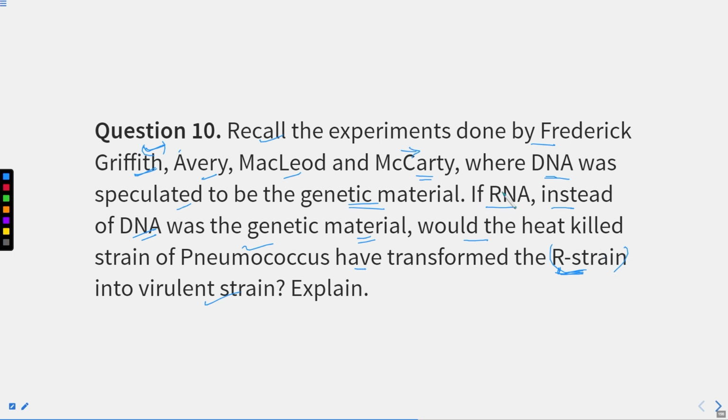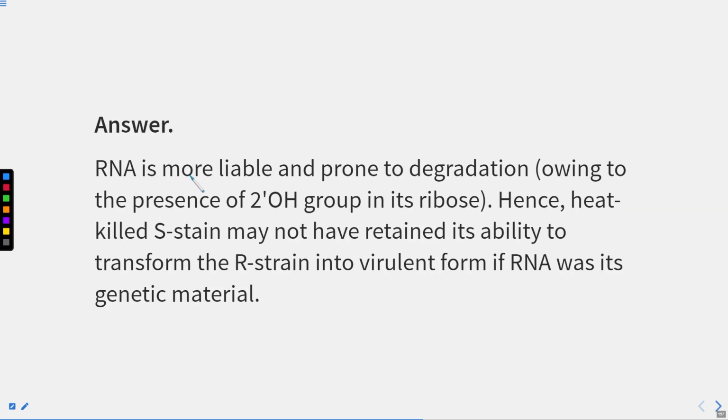But here the question is saying, if RNA is the genetic material, then what would happen? So the answer is that RNA is less stable, it is more labile, and it is prone to degradation. Why is it unstable? Because of the presence of the 2' hydroxyl group, which is present in the ribose sugar.